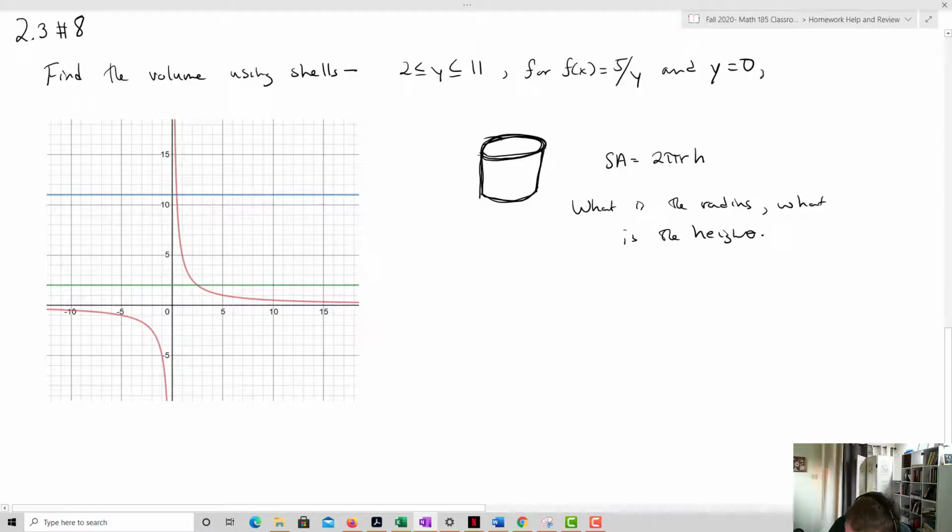Now, in this problem, we're going to be finding the volume using shells. We're going to go from y greater than or equal to 2 to less than or equal to 11 for g of y, rather, equals 5 over y, and y equals 0. So these are going to be our bounds, and these are the functions that we're going to be taking our values with respect to. And we're going to rotate around the x-axis.